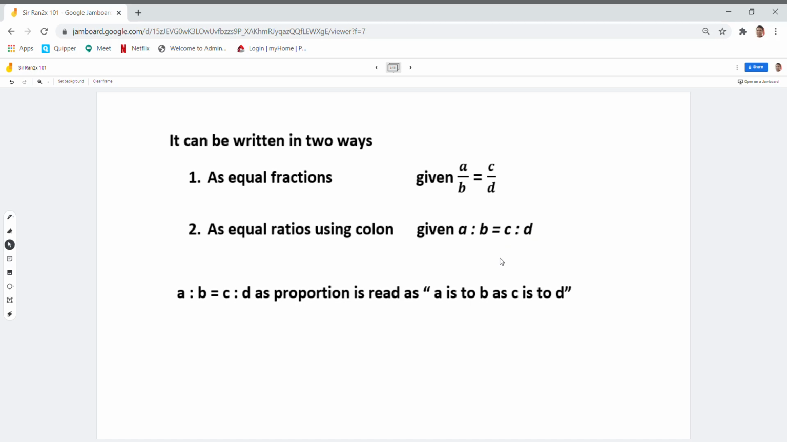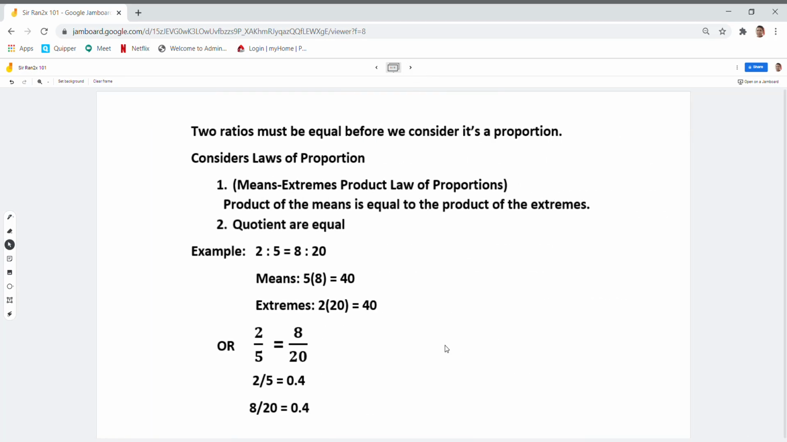But the proper way to read it is that the equal sign is read as "as." So you say a is to b as c is to d, provided a, b, c, and d are non-zero. Two ratios must be equal before we consider it a proportion. So that's the most important thing that we need to consider.